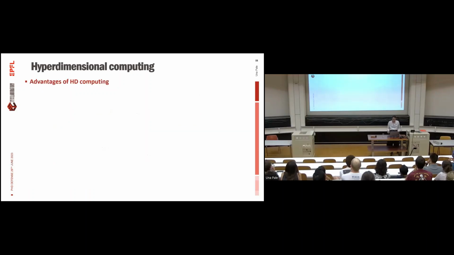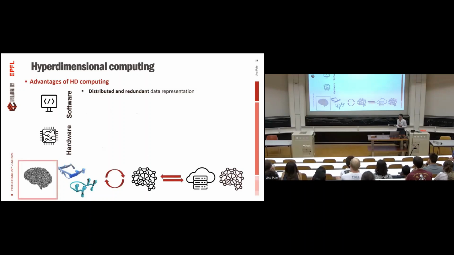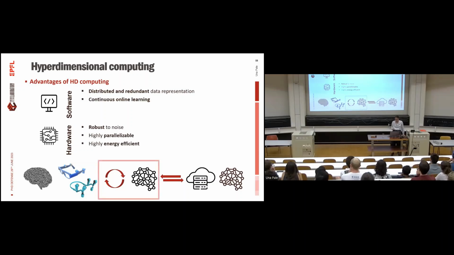So to sum it all up, the advantages of hyperdimensional computing are quite broad, both from the software and hardware perspective. Representing data in the form of vectors is a distributed way of representing data, which makes it also redundant, meaning that if one bit flips, it will probably still predict the same thing. And it makes it robust to noise, especially for low power devices, for small devices. It also makes it highly parallelizable, which can make it even more energy efficient.